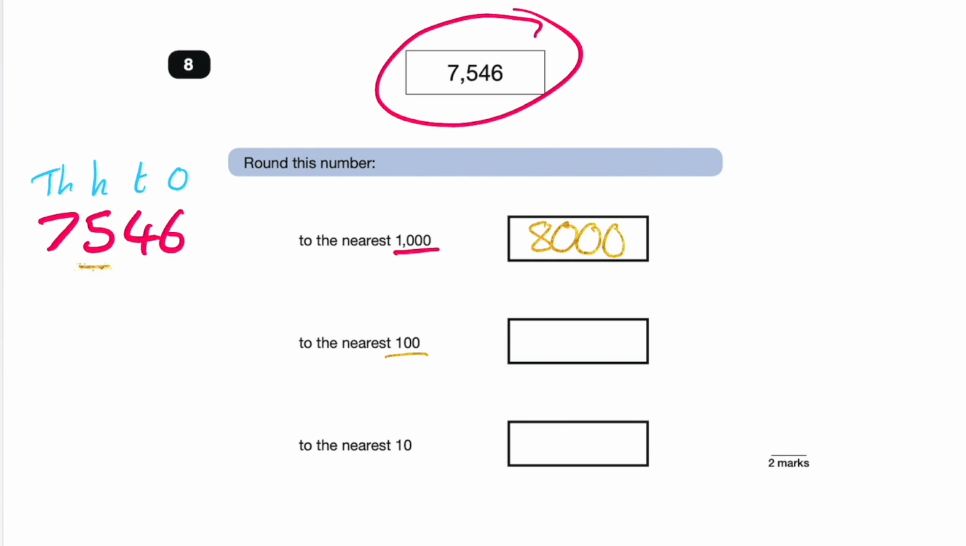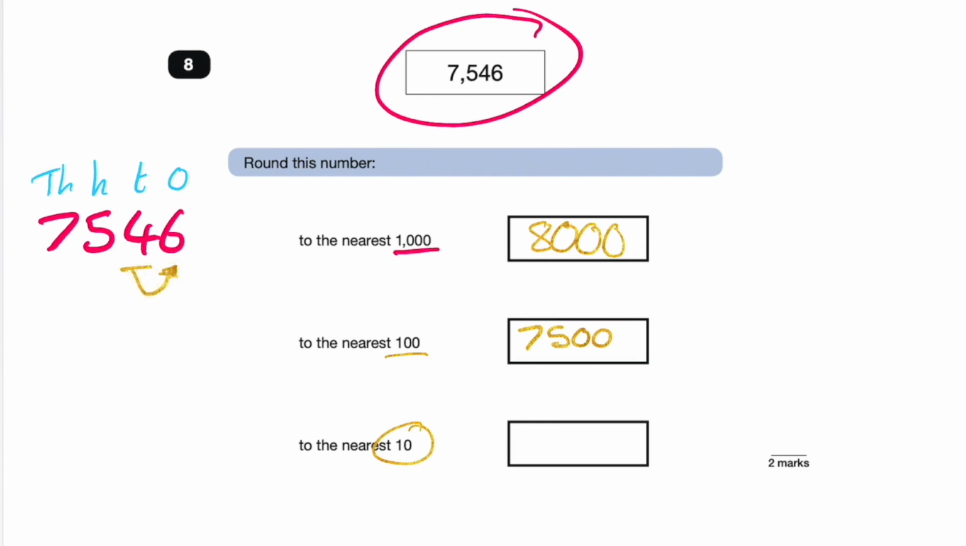Now it wants us to round it to the nearest 100. So if I'm rounding to the nearest 100, I will underline it and look next door. This time we have a 4. So the 4 is not big enough to round our 5 up. So we're going to keep it as a 5. So rounding it to the nearest 100 would be 7,500.